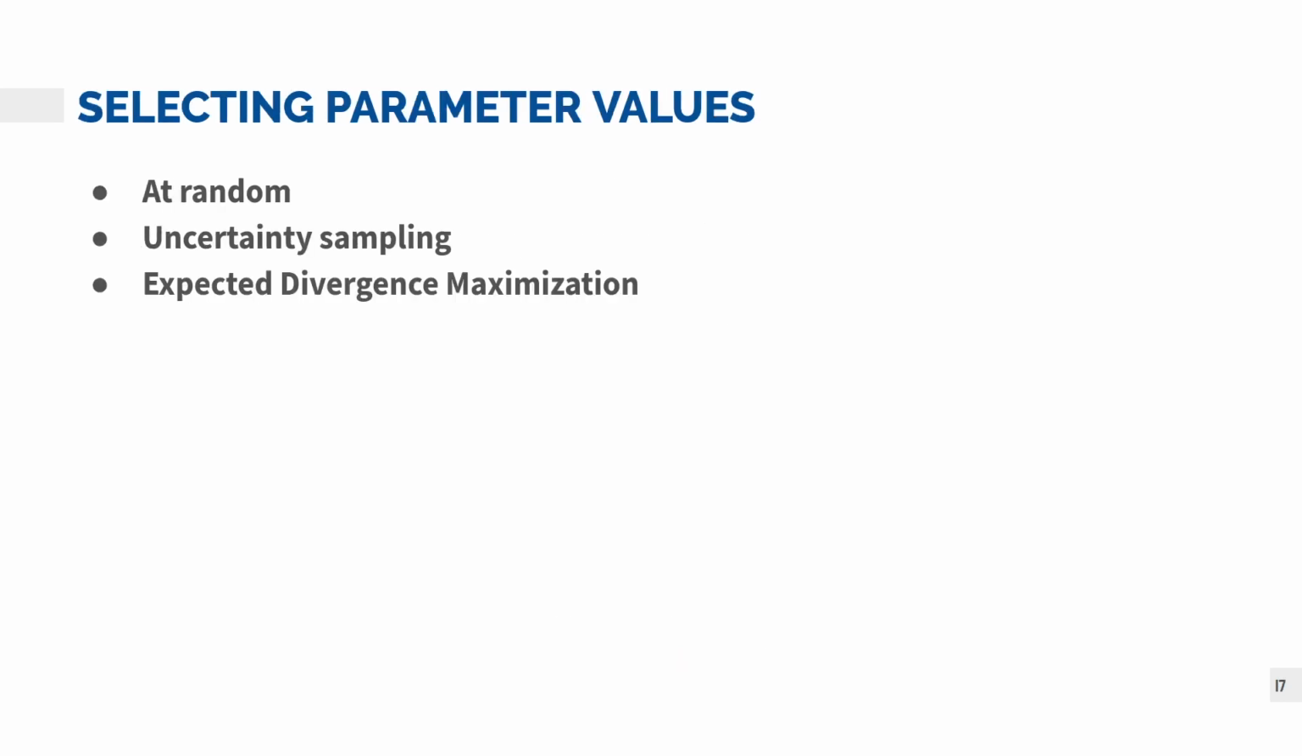Finally, we have to select the parameter values that are beneficial to be tried out on the real robot. In this work, we adopted two active learning strategies: uncertainty sampling and expected divergence maximization, along with a random baseline.